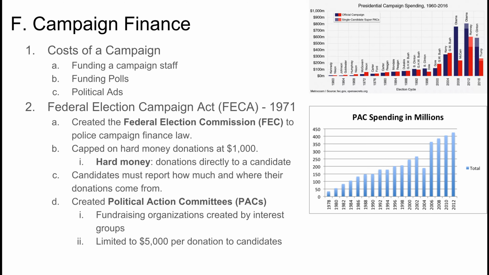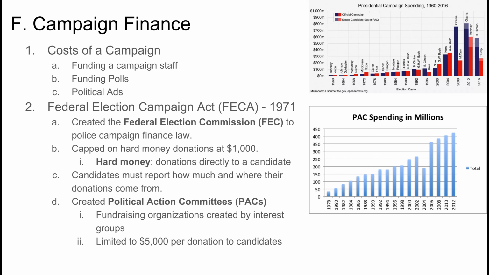So the first step of the Federal Election Campaign Act was to actually create a commission, a federal agency called the FEC, the Federal Election Commission, and its job is to police campaign finance laws. It's there to make sure that these candidates are acting properly, the donations are coming in properly, and there is no corruption.